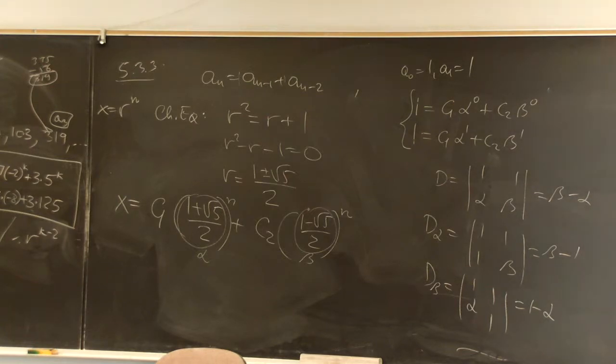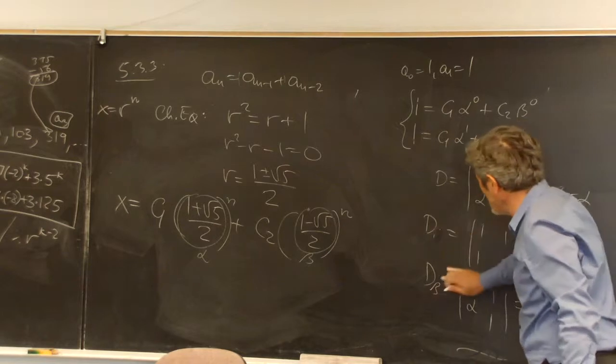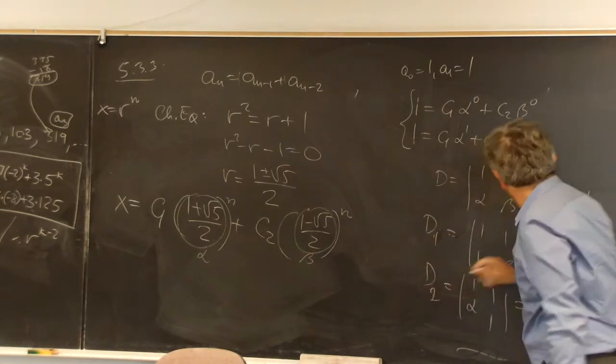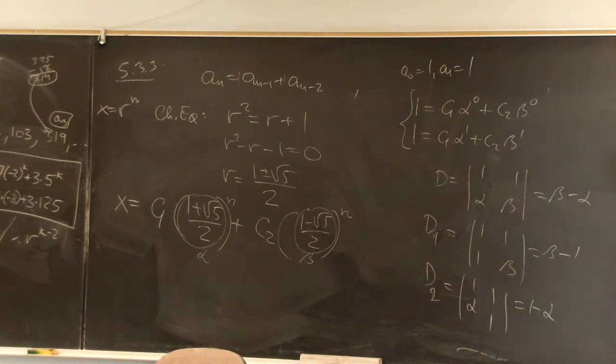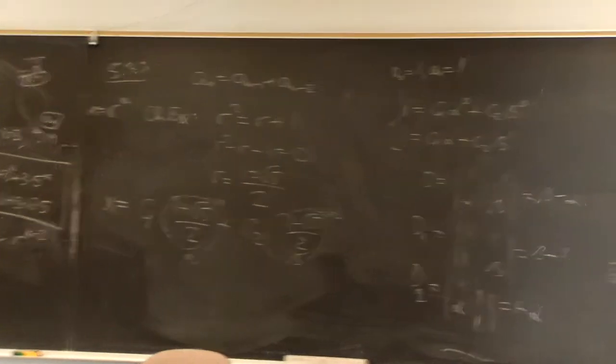Oh, no, those are alpha and beta. Sorry. Where are my variables? C1, C2. I have to correct. This is D1 and D2, and these are C1 and C2. Sorry. This is C1. And now here is C2. So the beta minus alpha is the same, which is minus root 5. And the 1 minus alpha is negative 1 minus root 5.